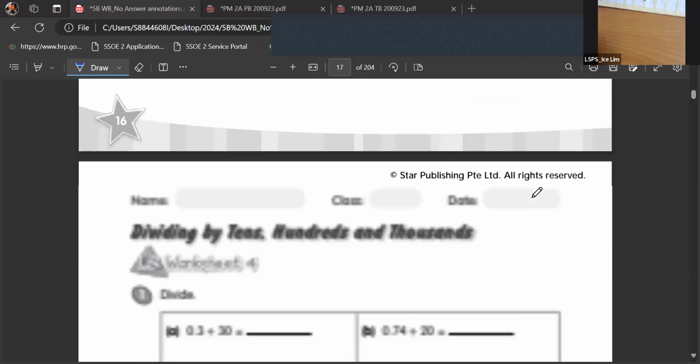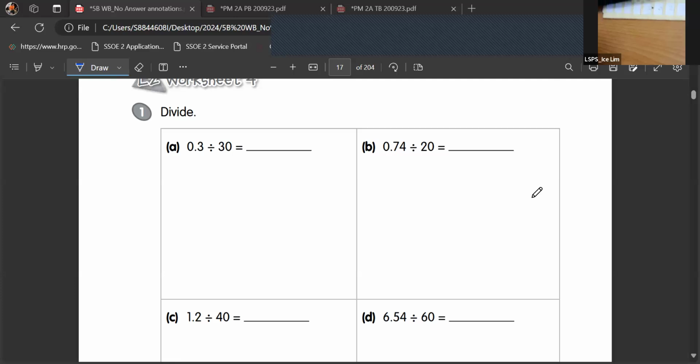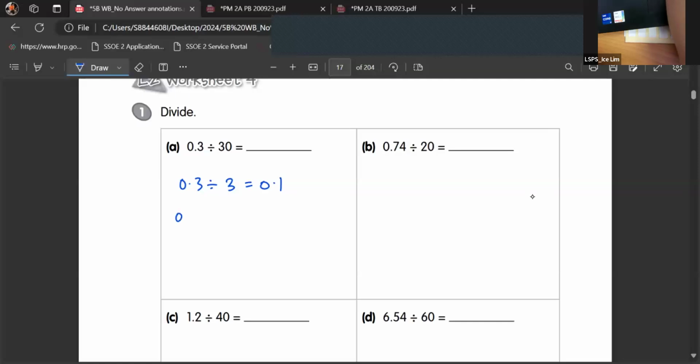Even though it's not wrong what you're doing right now, this is very important because you're going to move to primary 6 next year. I see that you are doing 0.3 divided by 3, which gives you 0.1. Then you wrote 0.1 divided by 10, and the answer is 0.01. Now, this is correct, it's not wrong.